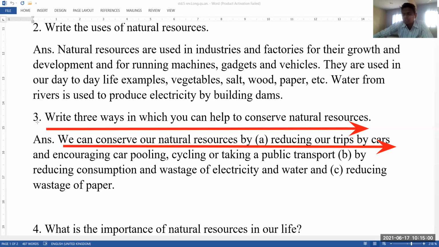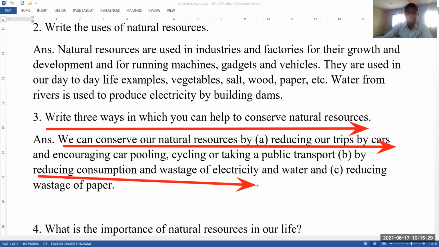If you are going to a job with your parents, okay, right now you are a student, so you are going by rickshaw, by auto, by bus to reach school. But those who are coming alone, they have to manage by themselves. Use the public transport. Next, reduce consumption and wastage of electricity and water.